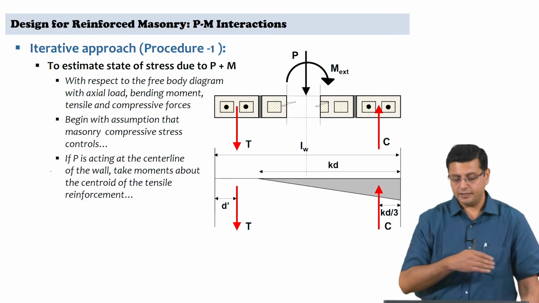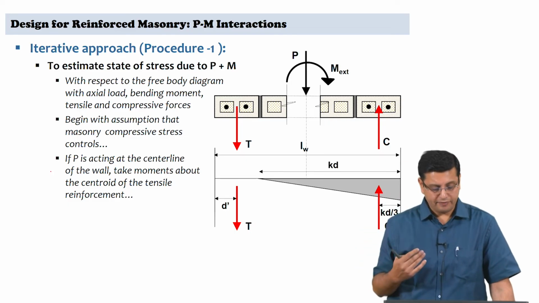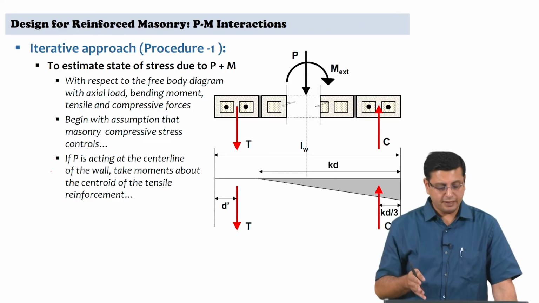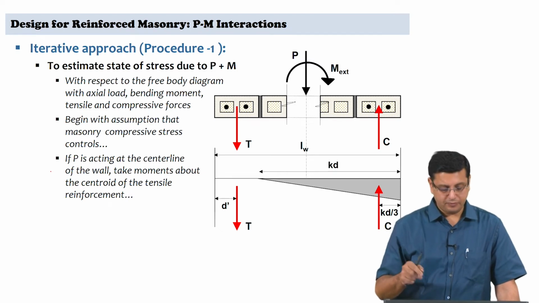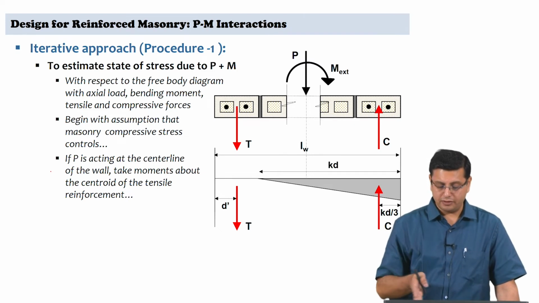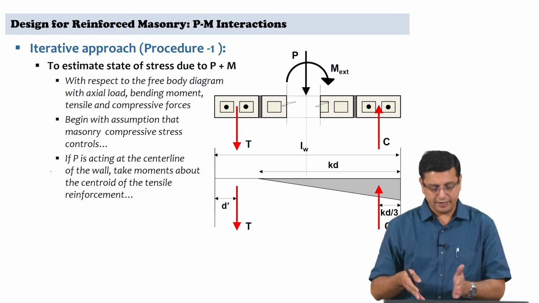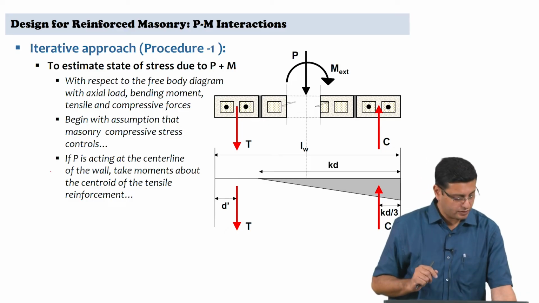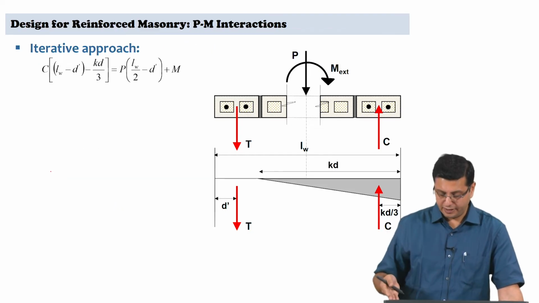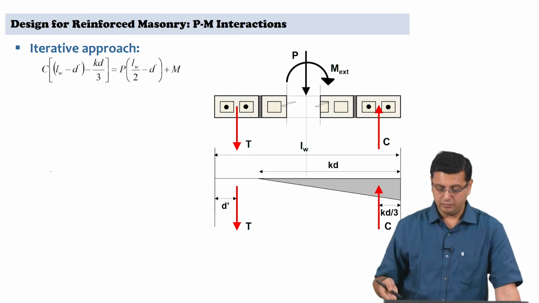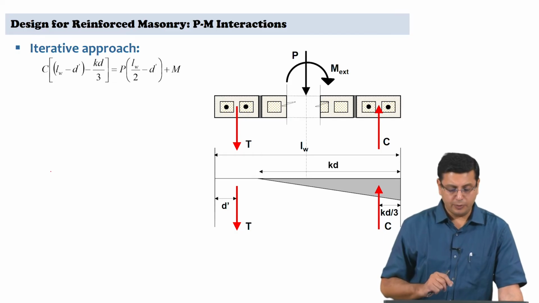Again, this depends. If you have an eccentricity of the axial load with respect to the wall, this is the axial load coming from gravity. If there is an eccentricity, that is something that you need to consider, but if P is acting at the center line of the wall, you can then take moments about the centroid of the tension reinforcement. So, you have the tension reinforcement on the left side; you take the centroid of the tension reinforcement and take your moments about the centroid of the tension reinforcement itself.